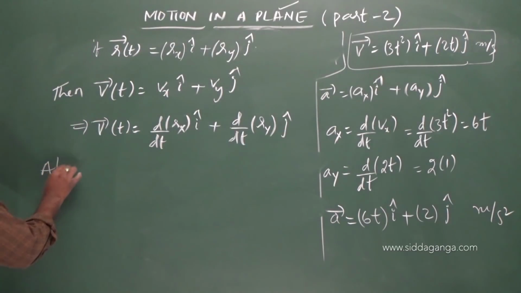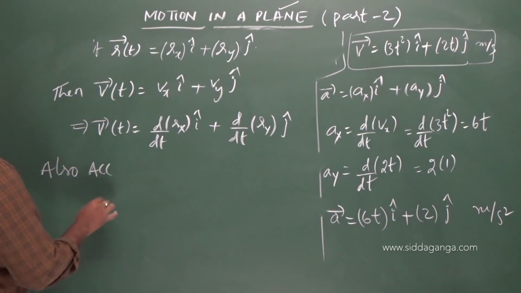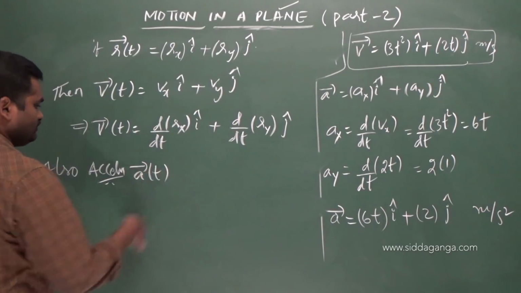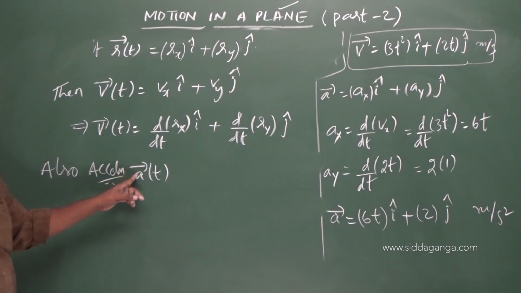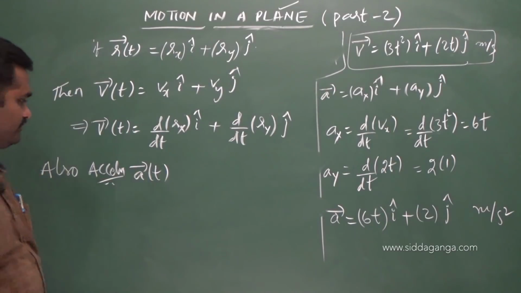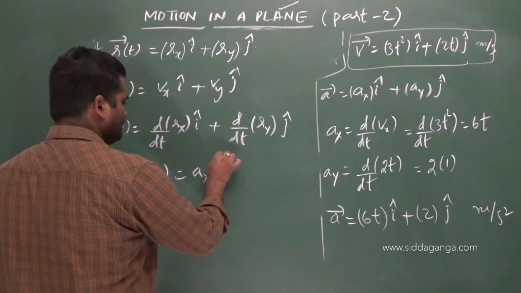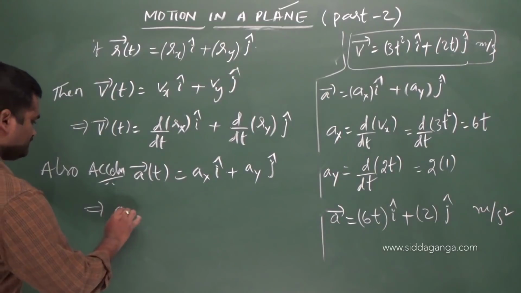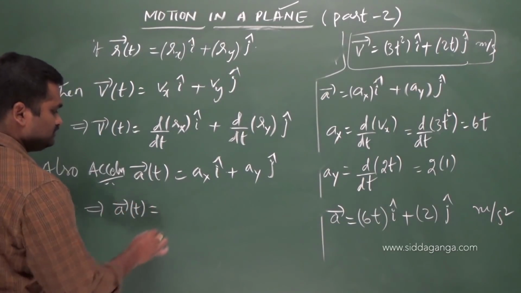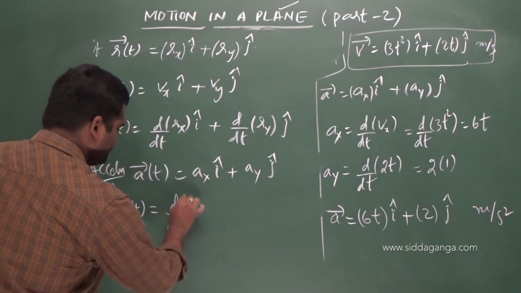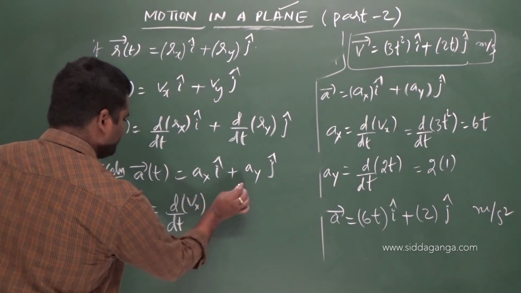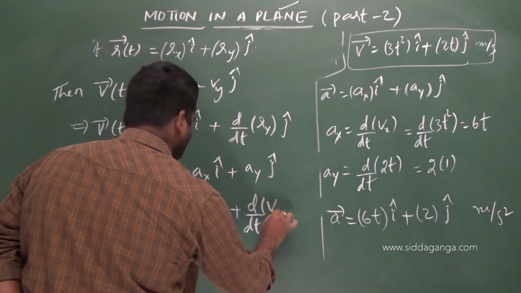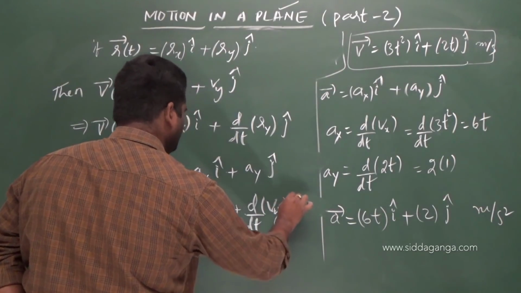Similarly, if you want to write acceleration, how to write it? Acceleration is a of t. What is the meaning of a of t? It means acceleration keeps changing with respect to time, so it will be equal to Ax i cap plus Ay j cap. What is Ax? This a of t will be equal to d by dt of vx into i cap plus d by dt of vy into j cap. Like this you have to mention.